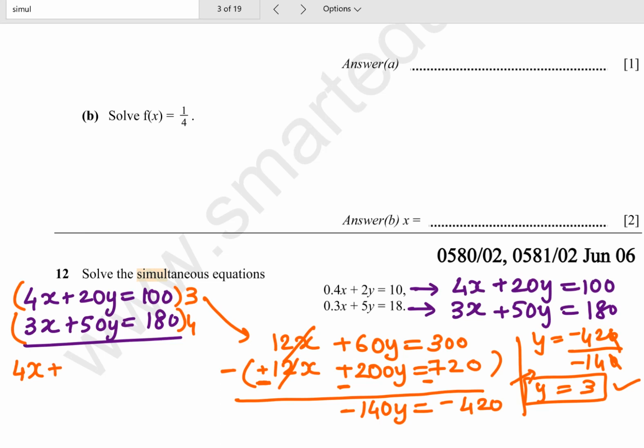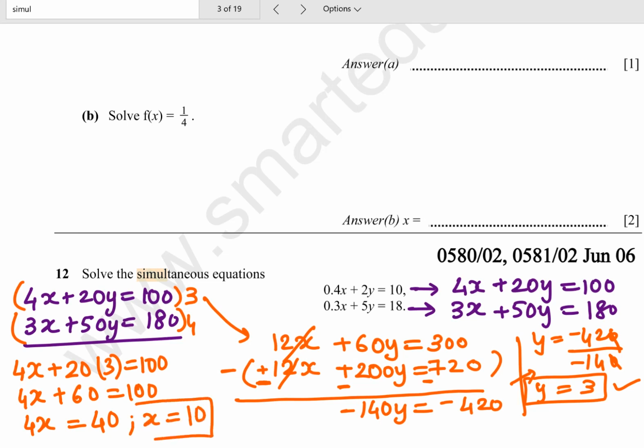So 4x plus 20 into y, which is 3, equals 100. So that gives you 4x plus 60 equals 100. So 4x equals 100 minus 60, which is 40. So your x equals 10. So you have your x equals 10 and y equals 3. Okay.